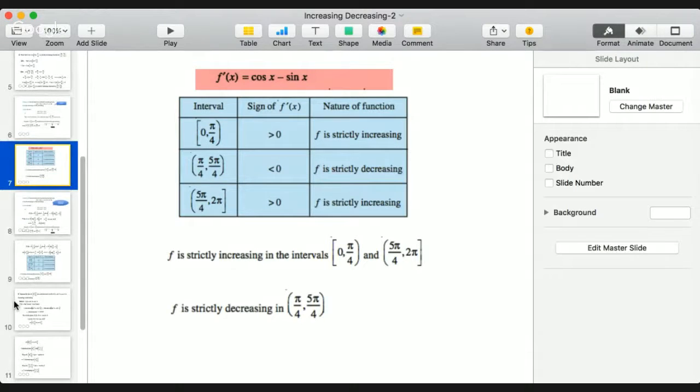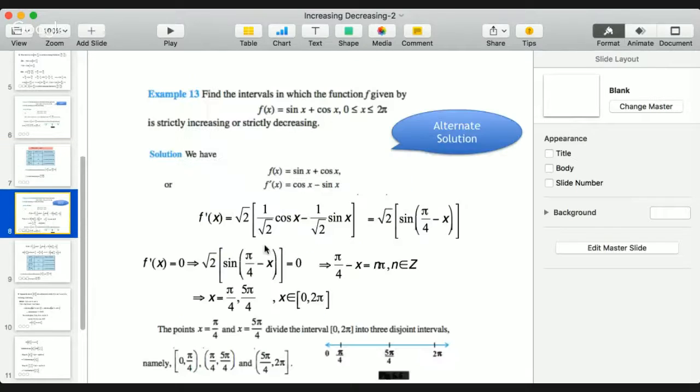As Karthik has explained, there is more discussion and observation involved in this method, especially when you take the pi by 4 to 5 pi by 4 interval, because the behavior of cos x and sin x varies as it crosses each of these quadrants. So you need to be very careful in taking a call on whether the derivative is greater than or lesser than 0. You have an alternative method as well. Would you like to explain that? Maybe that would make this discussion easier.